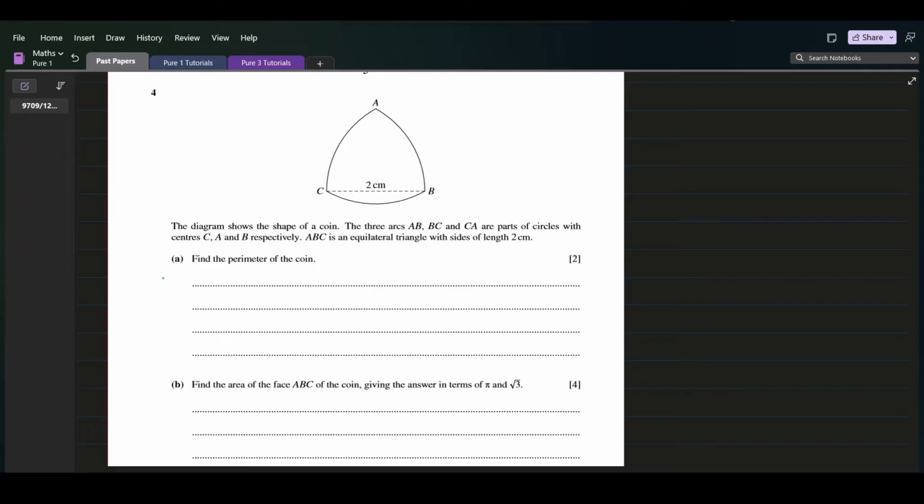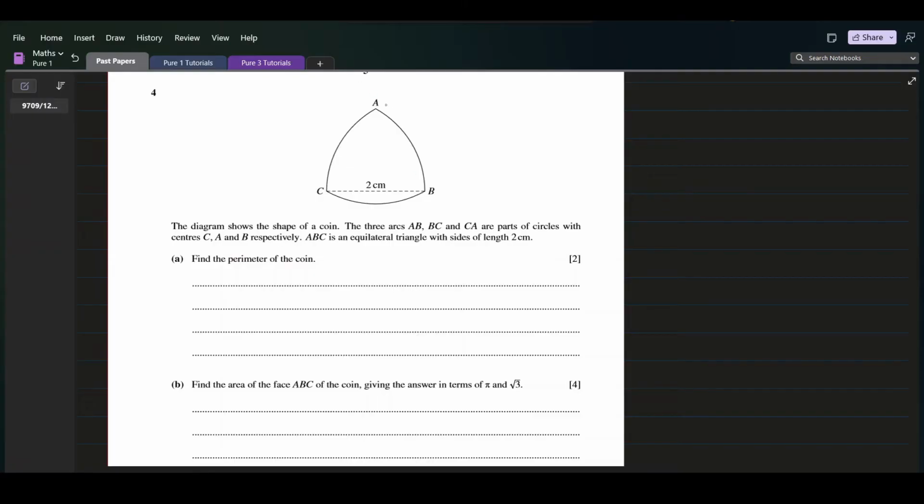Number 4. The diagram shows the shape of a coin. The three arcs AB, BC, and CA are parts of the circles with centers C, A, and B respectively. ABC is an equilateral triangle with sides of length 2 centimeters. Find the perimeter of the coin.